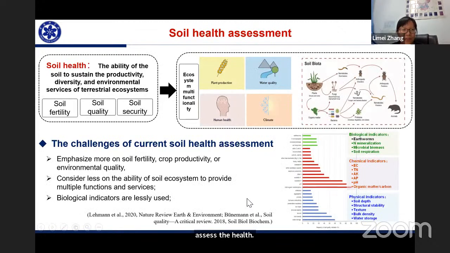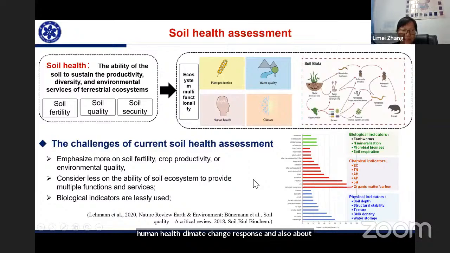So as for soil health, we know the conception of soil health has been extended from soil fertility quality to multiple ecosystem functions, including, in addition to crop production, soil's other functions like water conservation, human health, climate change response, and also biodiversity maintenance, and so on.